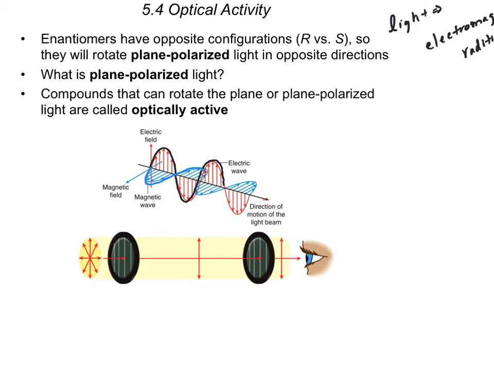Okay, so these fields are always oscillating perpendicular to whatever direction the light is propagating through space, okay? All right, so that's light, with both magnetic and electric field components.